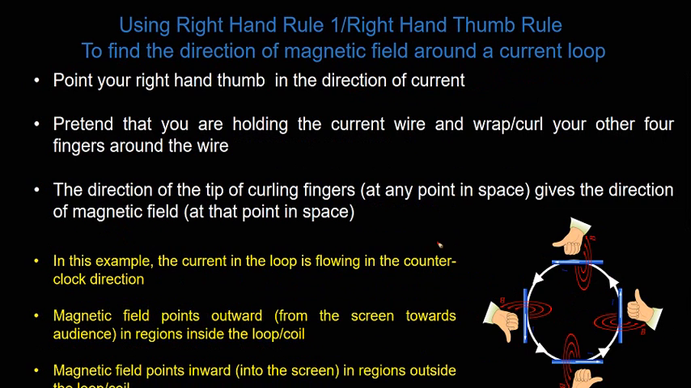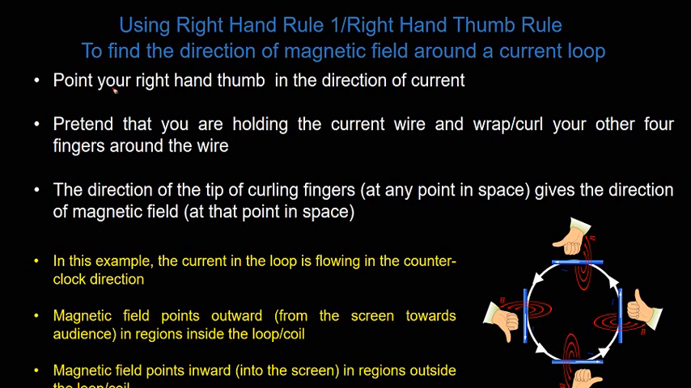In this example, we are using the right hand rule 1, or the right hand thumb rule, or the right hand grip rule, to find the direction of magnetic field around a current loop. In this example, the current loop is shown in white color, and the white arrows show the direction of the current in the loop. As we can see, the current is flowing in the counterclockwise direction.